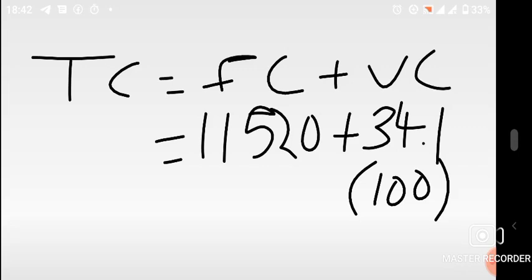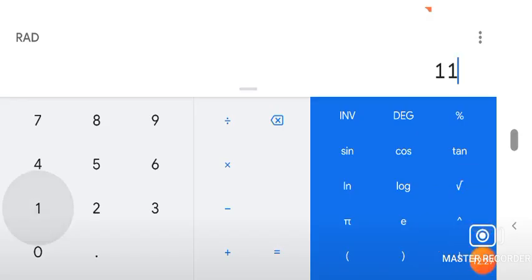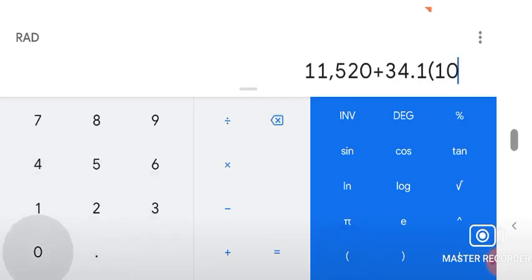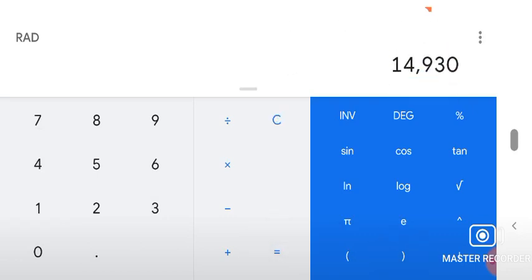So let's just share the screen of the calculator and find the total cost. So we are just computing now 11,520 plus open brackets, the 34.1 variable cost, open brackets multiplied by what? 100 units. So I want to produce 100 together, 14,930 as your total costs. That's all. That's how you compute total cost.